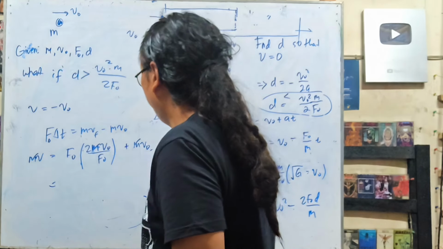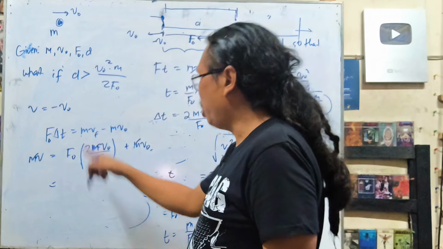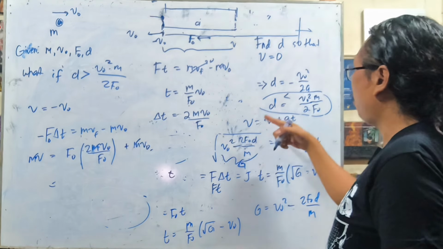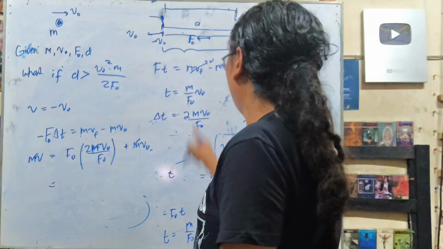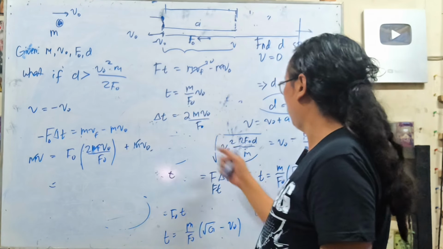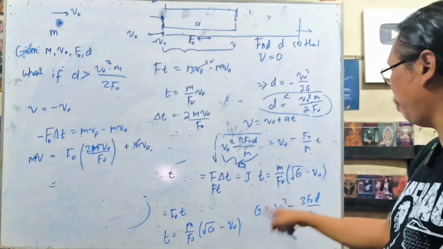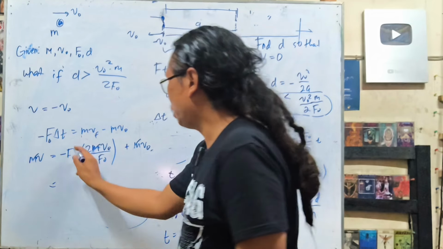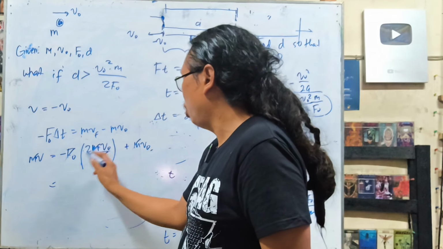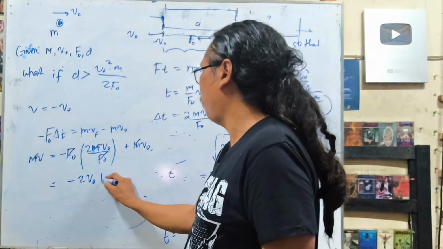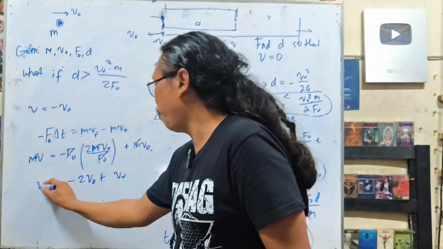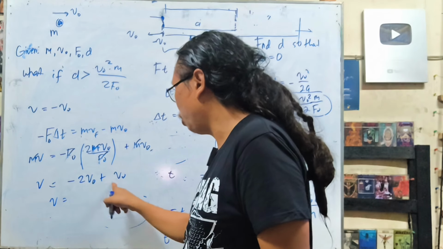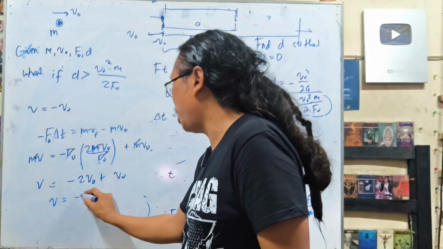So right here, by the way, our F we have to indicate to be negative. When we solved it, we indicated that F is negative. So there's a negative right here, and this cancels out. So you have now minus 2v naught plus v naught, and this is the final velocity. Eventually we have minus 2 plus 1, that is now minus v naught.